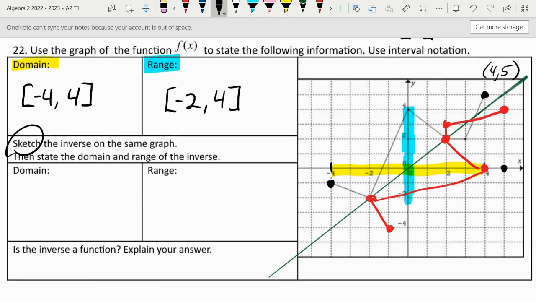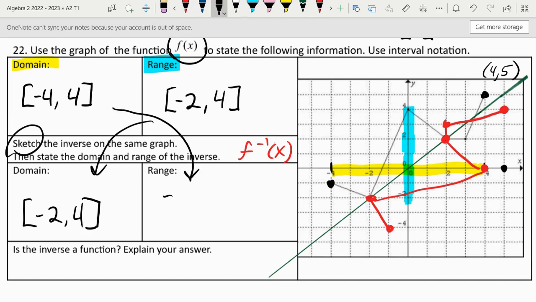The domain of the inverse is going to be the range of f of x. So once again, we have f inverse of x versus f of x to start with. It's going to have the opposite. So the domain is now going to be -2 to 4, which we can see on the graph because it goes from -2 to 4 with a bracket. And the range is going to be the opposite. It's going to be from -4 to 4.